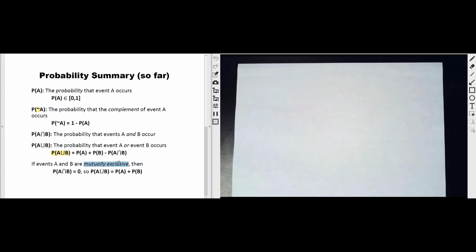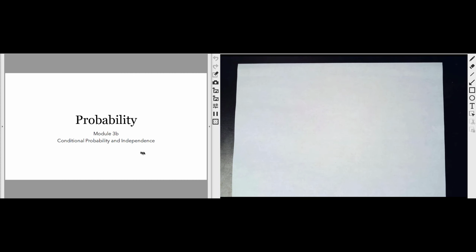Sometimes two events are mutually exclusive, in which case, the mathematical specification of that is the probability that both A and B occur is 0. And in this case, if the probability of A and B occurring is 0, then we can compute the probability of A occurring or B occurring as simply the sum of the probabilities of A and B. All right, so that's a hasty summary. Onward to conditional probability and independence.